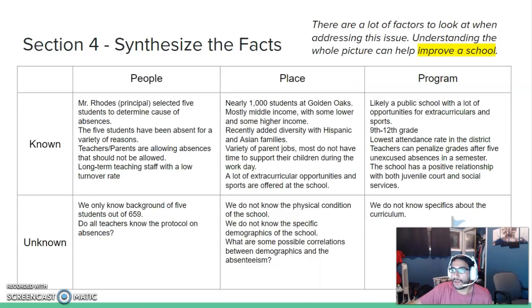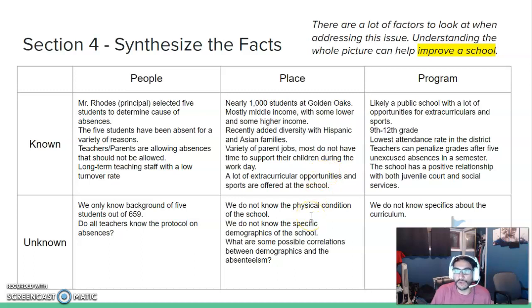Slide 5. Here are some specific facts that we know and don't know about the people, place, and program. Some of the people are Mr. Rhodes, the principal, who selected the 5 students to determine cause of absences. The 5 students have been absent for a variety of reasons. Teachers and parents are allowing absences that should not be allowed. Long-term teaching staff with a low turnover rate. Now, the unknown is we only know background on 5 students out of 659. And then, do all teachers know the protocol on absences? Which I feel like is a pretty good question.